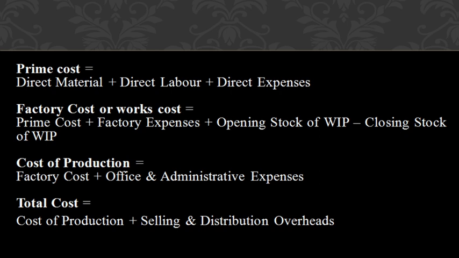The next one is factory or works cost. We just now found out the prime cost. To that prime cost, when we add the factory expenses and adjust the opening stock of WIP and the closing stock of WIP, the resultant answer is factory cost. Now, what is WIP? WIP is nothing but work in progress. The next one is cost of production. To the factory cost, when we add the office and admin expenses, we get the cost of production. To this cost of production, when we add the selling and distribution overheads, what we get is known as total cost.